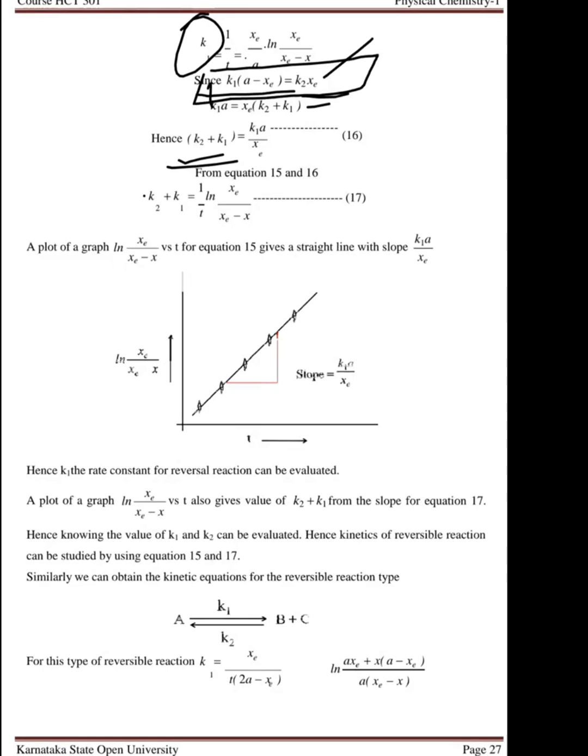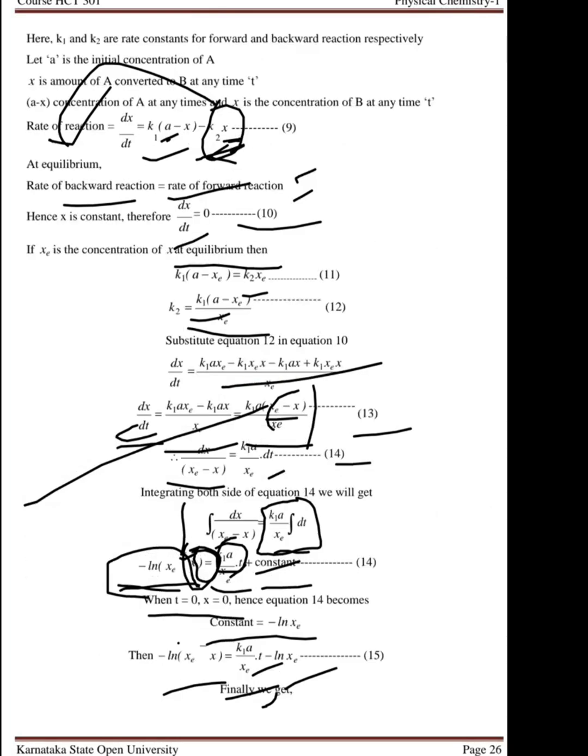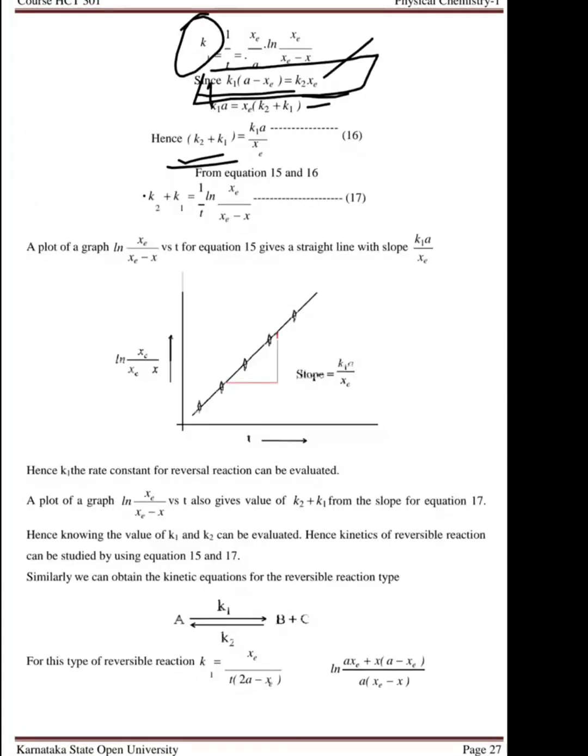Further, the equations 15 and 16 can be written as... where, in the previous, what is the 15th equation? Minus ln of (xc minus x) is equal to k1 a by xc into t minus ln of xc. So it can be written as 1 by t ln of xc by (xc minus x). So plotting the graph of xc by (xc minus x) versus t, we'll get the slope of k1 a by xc.